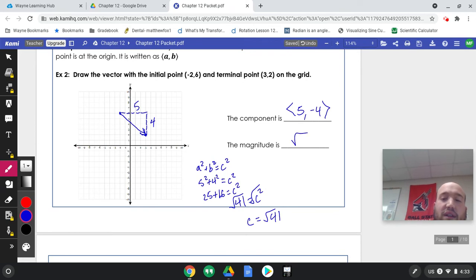Now we can just leave it like that. If you wanted, you could find a decimal. It's like 6.4, somewhere around there.